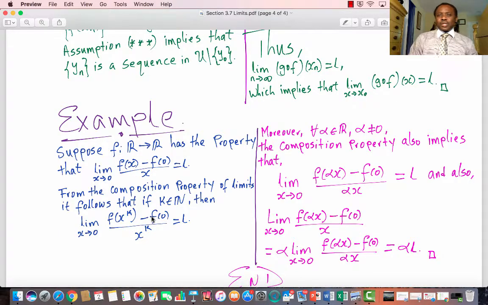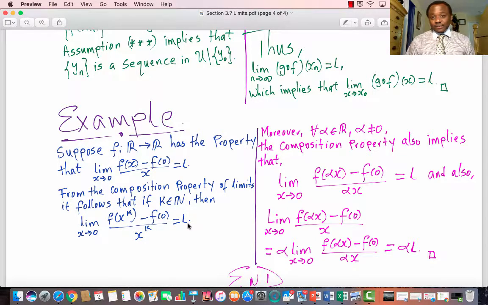Before we conclude section 3.7, let's have a little discussion to see the power of the composition property through what I call an example. Suppose f is a function from the set of real numbers to the set of real numbers and has the property that the limit as x approaches 0 of f of x minus f of 0 divided by x equals L. There are a couple of conclusions we can draw following the composition property. Number one, if k is a natural number, then the limit as x approaches 0 of f of x raised to the power k minus f of 0 divided by x raised to the power k is also going to be L.